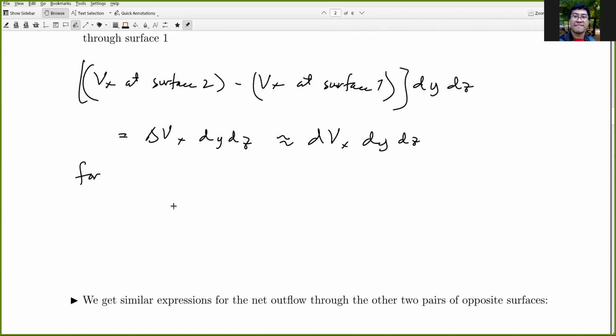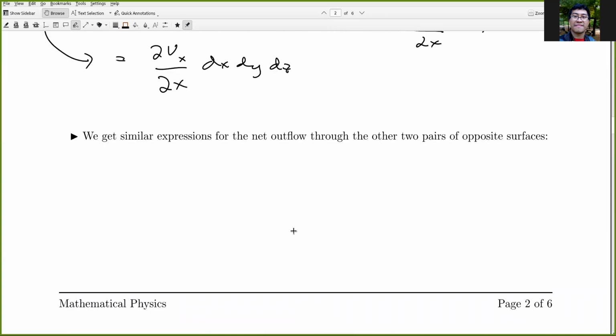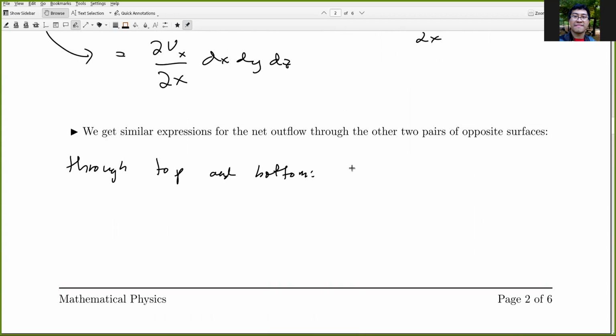For constant y and z, we can write dVx as the partial derivative of Vx with respect to x dx. So this is equal to partial Vx with respect to x dx dy dz. And we get similar expressions for the net outflow through the other two pairs of opposite surfaces. So through top and bottom, you have the partial derivative of Vy with respect to y dx dy dz.